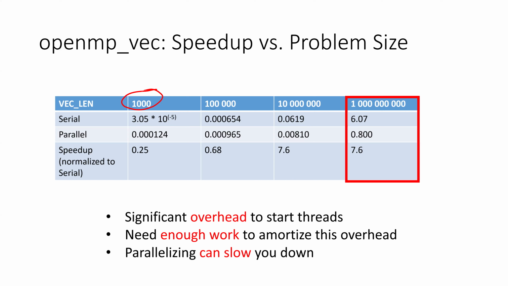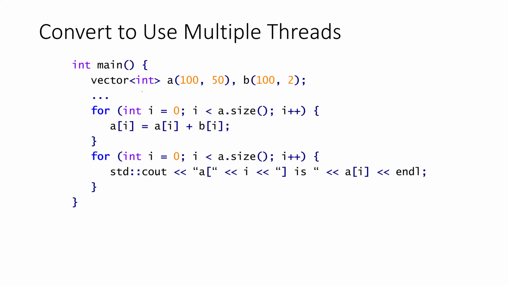We don't quite get to 8x the speedup, because there are some non-ideal effects, right? Cores can compete for memory and all sorts of things, but we're pretty close, so this is pretty good. Does this make sense? So don't parallelize small amounts of work. The overhead will kill you. Okay, let's apply our skills to convert this program to be parallel.